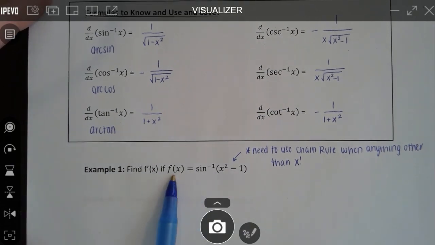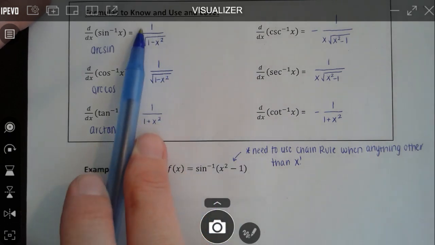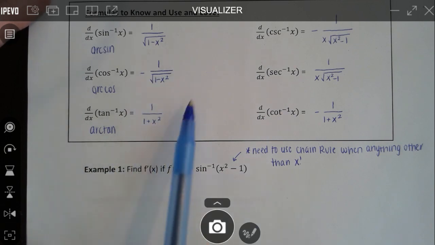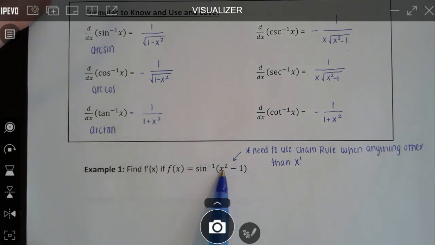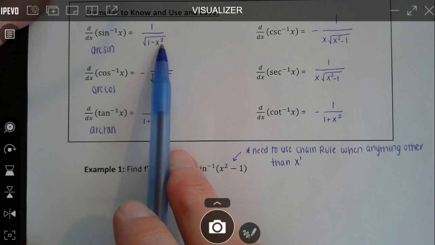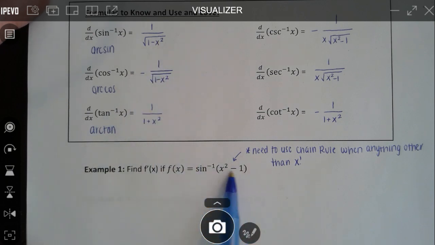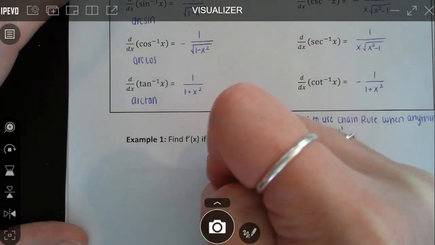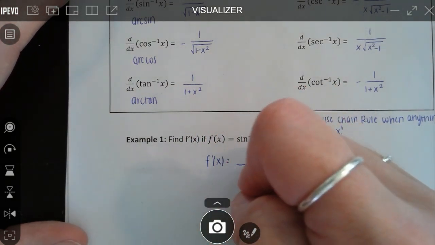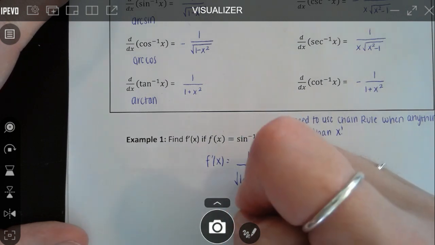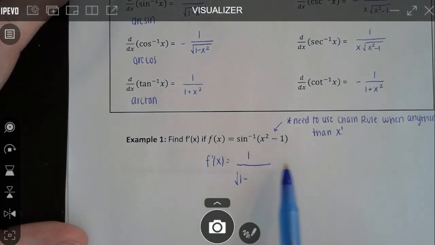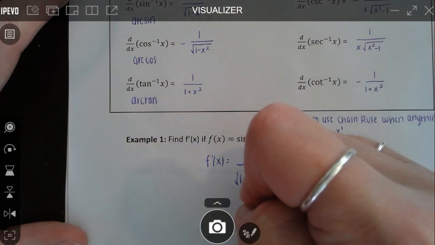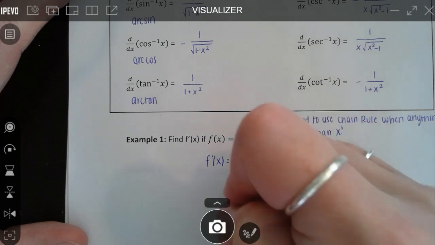So if we're looking for the derivative of an inverse sine, we're going to want to use this formula up here, the 1 over the square root of 1 minus x squared. But again, if this is anything other than x, we're going to have to replace the x here with this quantity. So my first step in my derivative here is going to be my f prime. It's going to be 1 over the square root of 1 minus, and again, the formula says right here we're going to have an x squared, but because we have something other than just x here, it's actually going to be the quantity of x squared minus 1, squared.